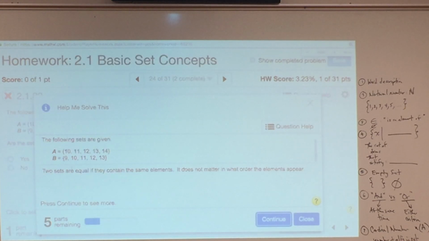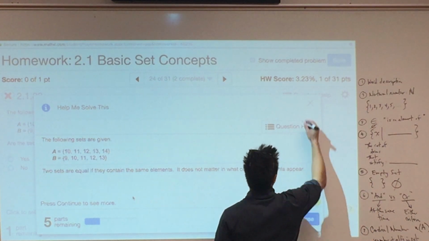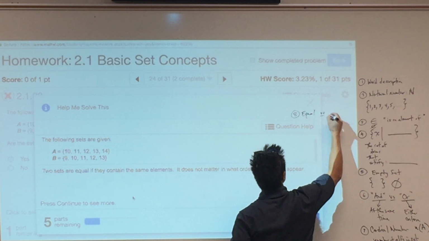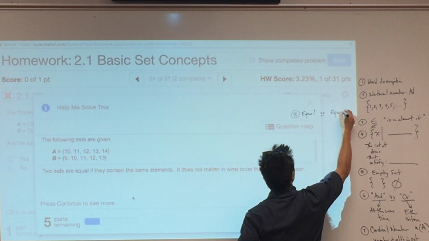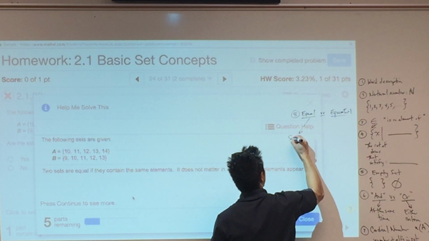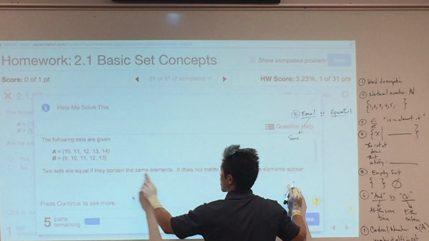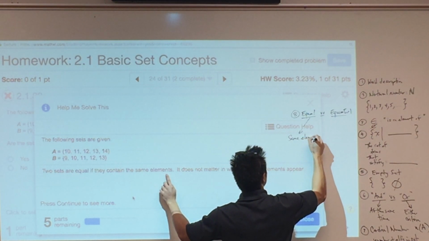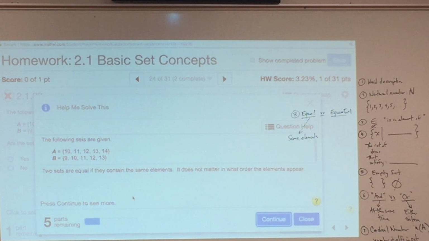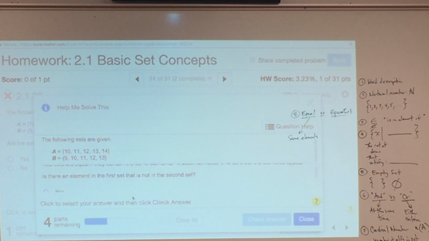It says two sets are equal if they contain the same elements. So the last topic we're discussing is equal versus equivalent. What did they say about that? Equal means they have the same elements. It does not matter what order the elements appear in. Okay, so that's fine. Is there an element in the first set that is not in the second?